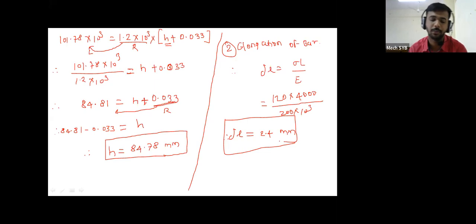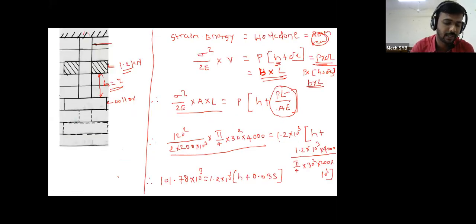This is the elongation of the rod or the bar, which is fixed at the top side and free at the bottom side, which means the collar is attached at the bottom side. So always you have to keep this particular figure in your mind for the impact loading condition.